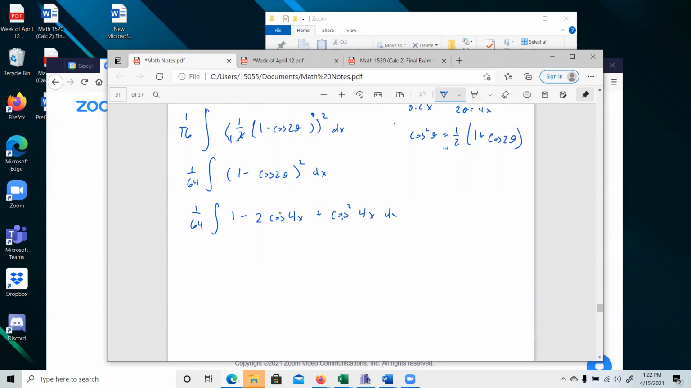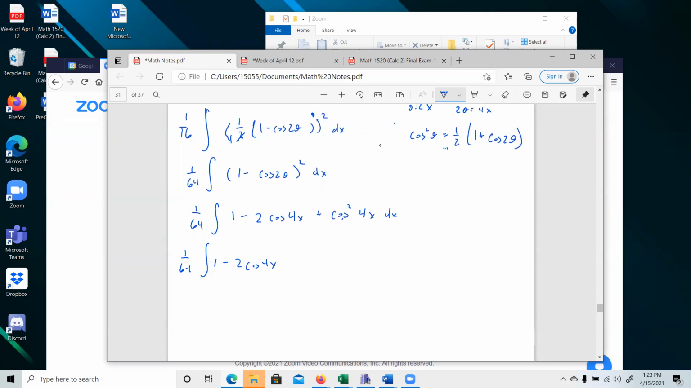Dx, by the way. So this is 1 over 64. And now we have the integral of 1 minus 2 cosine 4x. That'll be okay. We can integrate that. Okay, so 1 minus 2 cosine 4x.